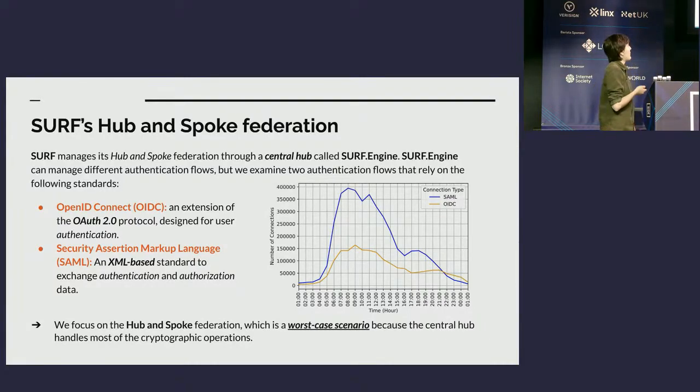SURF's hub and spoke federation handles a bunch of ways to authenticate yourself, but what we will be taking into consideration is OpenID Connect, as I already said, and SAML. What we want to highlight is that we want to consider a worst case scenario. So of course we are taking the hub and spoke because it's the one that takes the most operations. And we also took the day which had the highest number of HAProxy and HTTP requests.